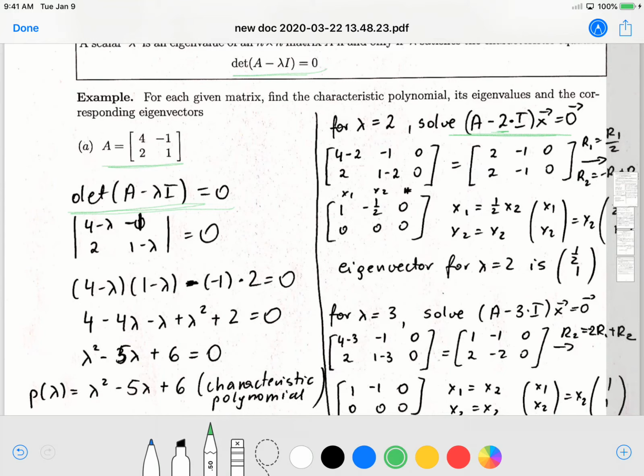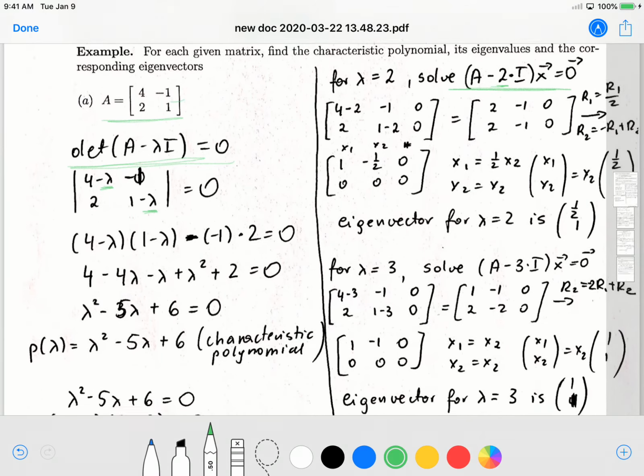So we set up the matrix A minus lambda I, which means we subtract lambda on the main diagonal. So we have 4 minus lambda, and here we have minus 1, then we have 2 and 1 minus lambda. This determinant must be 0. So cross multiply, solving the determinant, subtract the other multiplication, multiply this out, and then we solve the quadratic equation for lambda.